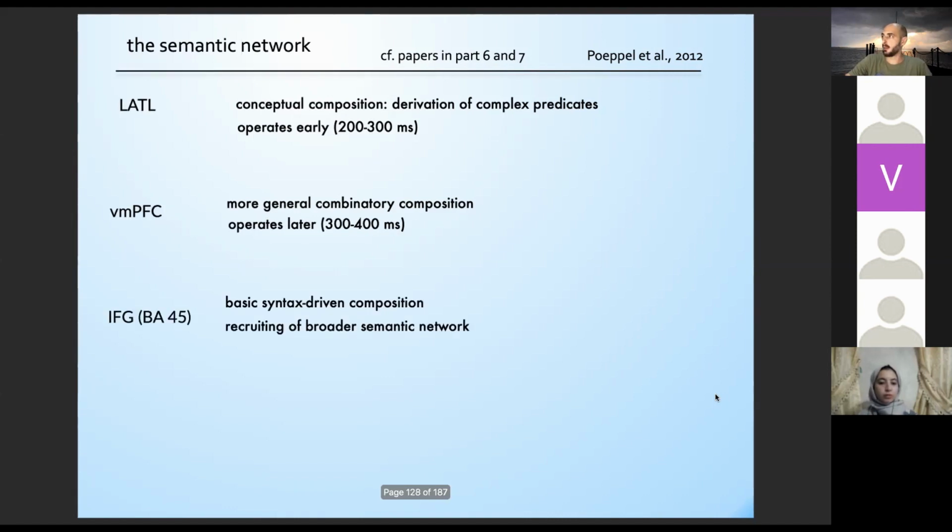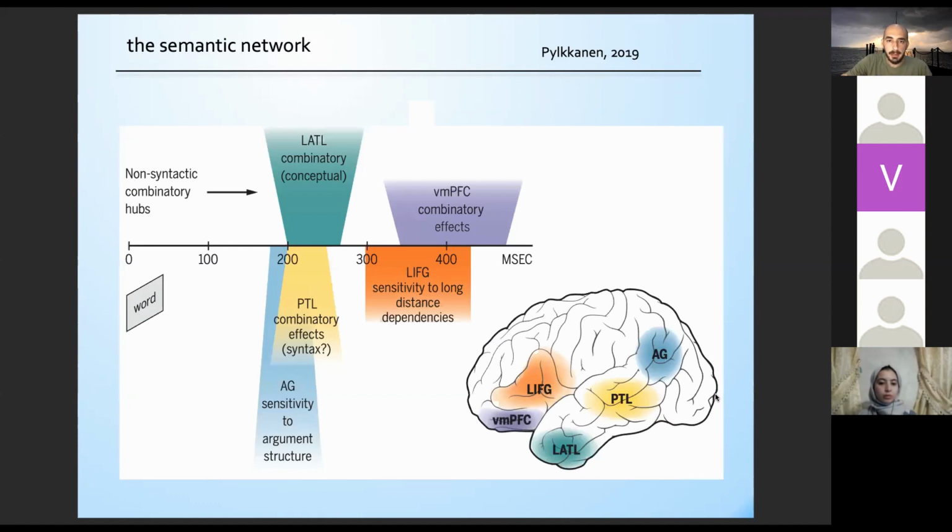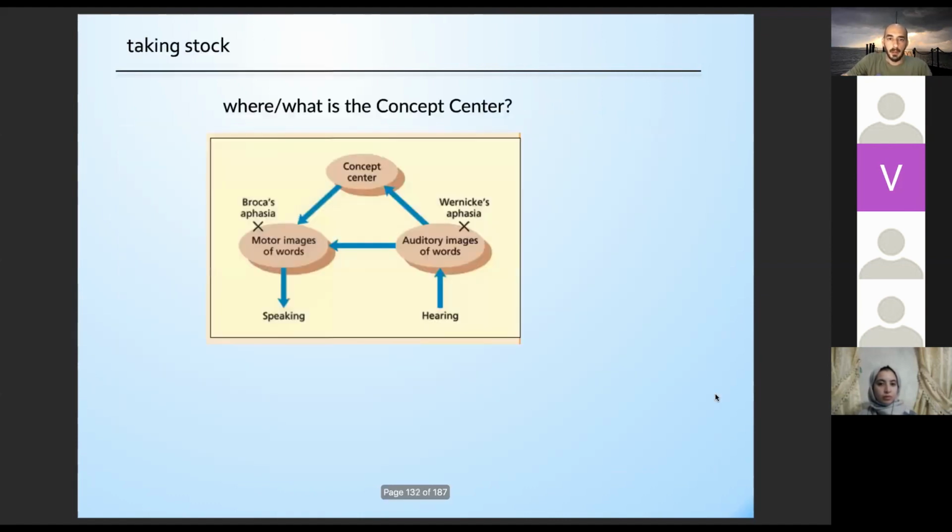All right, so let's continue because we are quite late. Right, so taking stock, if you remember, we had this nice picture of the Wernicke-Lichtheim model, right? Where we had Broca's area as the motor images of words, Wernicke's area as the auditory images of words, and your concept center somewhere, right? Now we know that Broca's area is more concerned with linguistic syntax, and Wernicke's is more about lexical and semantics.